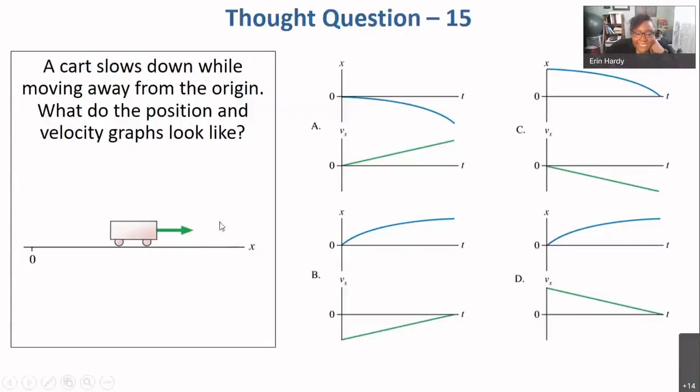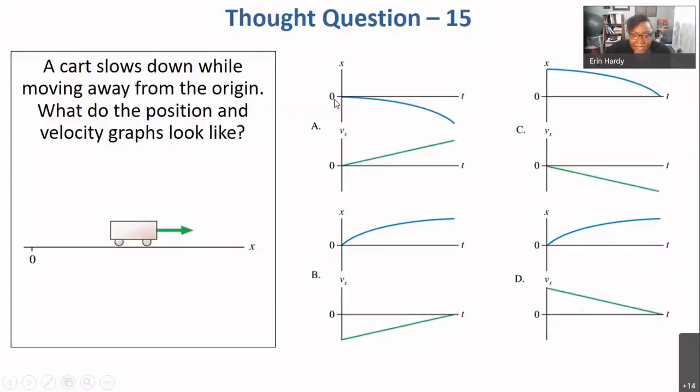First, since the velocity is going to be positive, we can eliminate any of these graphs where the velocities are negative. So that means B and C are immediately off the table. We have either A or D. And what we want to keep in mind here is that the velocity graph has got to be the derivative of the position graph. So if we take a look at how the slopes are changing for graphs A and D, we can figure out which one of these is appropriate.